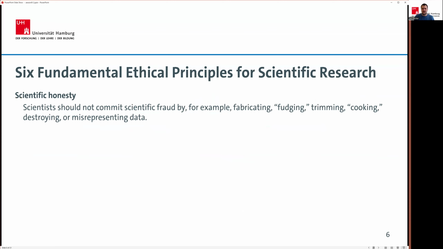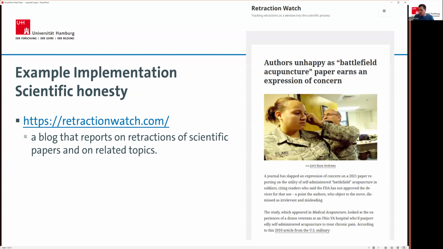The first of these principles is the notion of scientific honesty, meaning the pledge or the obligation of scientists to not commit scientific fraud through fabricating data or altering data, which is also called fudging, trimming, cooking data, or of course destroying or misrepresenting data. So in other words, to honestly collect, analyze, report, store and disclose data or other types of scientific information and evidence. There are ways in which this is being checked, validated or assessed.